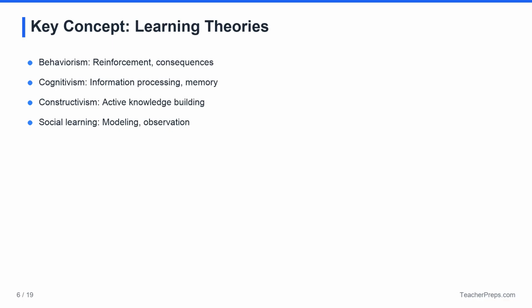Constructivism says students actively build knowledge by connecting new information to what they already know, and social learning theory emphasizes that students learn by observing and modeling others. Teachers are powerful role models.